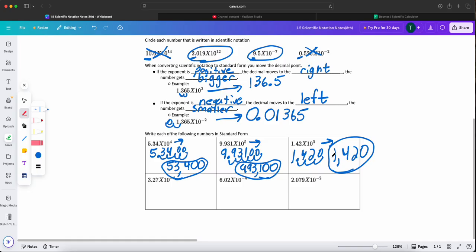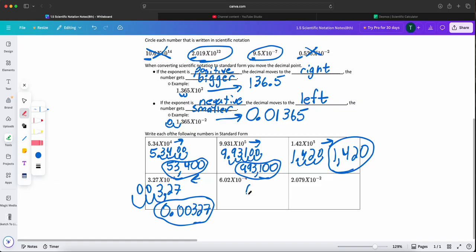The next 3 we have here are negative exponents. So I kind of blocked out that first one there. It's a negative 3. So we rewrite our number, 3.27. Since it's a negative, though, we're going to go left. So we go 1, 2, 3, fill in those zeros. So like I said up above, you always start with 0 point and then write the number you have there. So we had 0.0327. So that'd be our answer there.